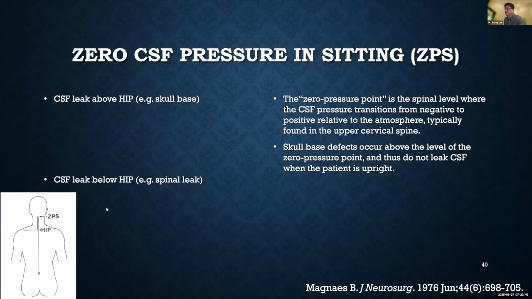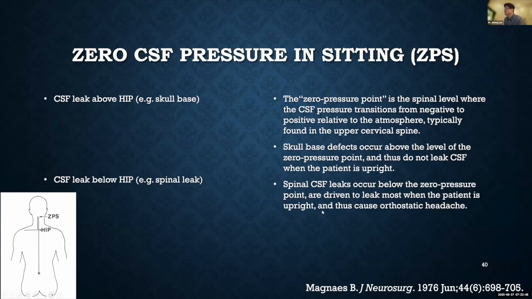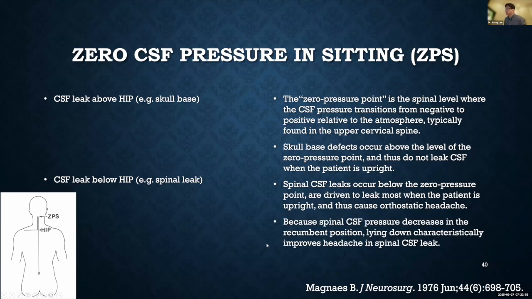In contrast, when you have a leak that's lower down in the spine, the pressure will increase when you stand up, and so the leak will make it worse. Then you get orthostatic headaches because of that. It reverses on the other end: once you lie down, the pressure normalizes and improves the headache. That's why when you have a leak in the skull, typically you don't have symptoms of intracranial hypotension. But if you have a leak in the spine, you get the symptoms.